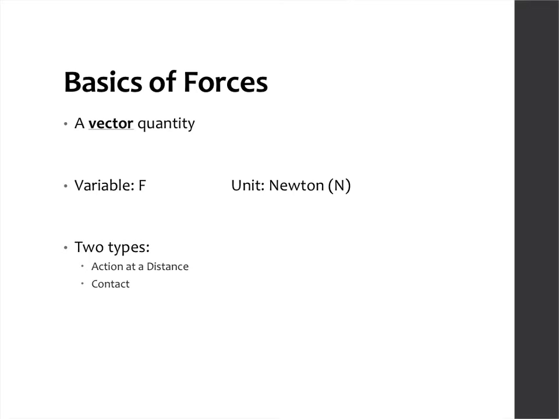So the common type that we usually encounter are contact forces. So if we have an object right here, and you apply a force to push it, and it moves along, well, that's a contact force, because it requires contact between the 2 interacting objects. Whereas action at a distance, you could apply a force to the object to move, but you don't have to be in direct contact. You could apply it from a distance. So that's why it's called action at a distance.